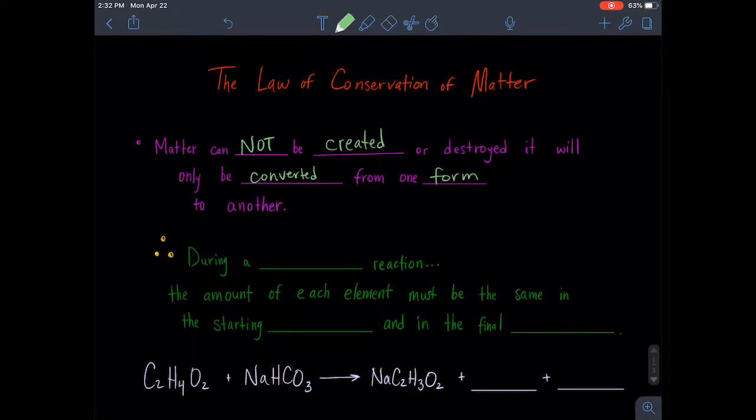All right, so during a chemical reaction, the amount of each element must be the same in the starting reactants and in the final products. So the amount of each element must be the same. If I start with 6 carbons, then I have 6 carbons to work with, and in the products I better see that there are 6 carbons. If I start with 2 carbons in the reactants, then when I finish the reaction, I should have 2 carbons in the products.